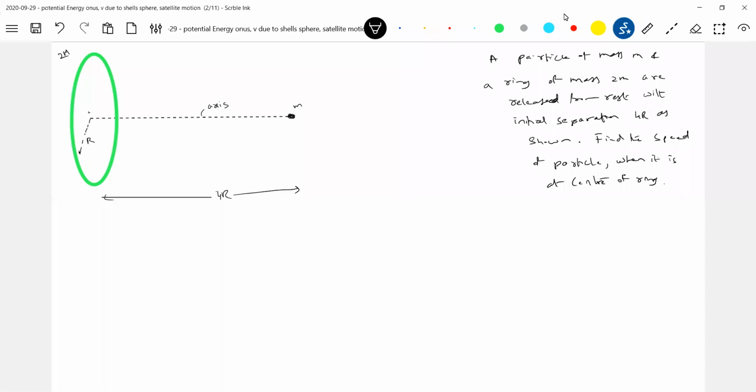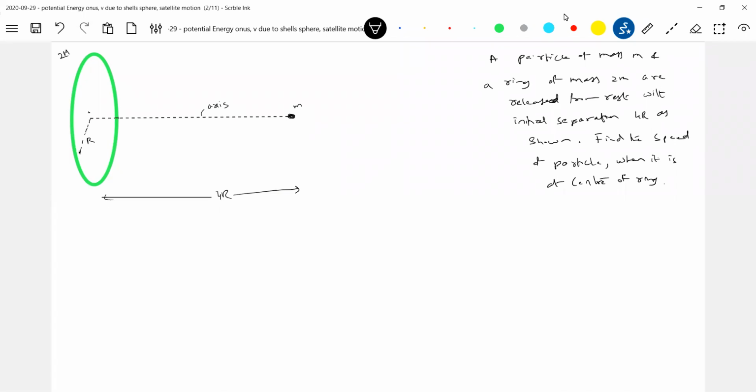The ring will move. The center of the ring will move along the axis, and the particle also will move along the axis. Agree with this. So now it will undergo motion. So finally, how to manage this particular question?